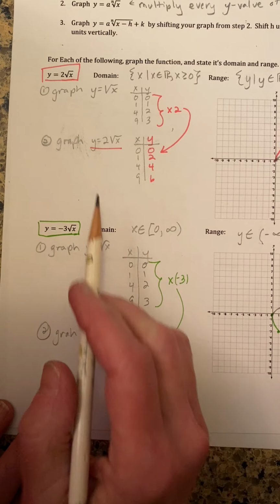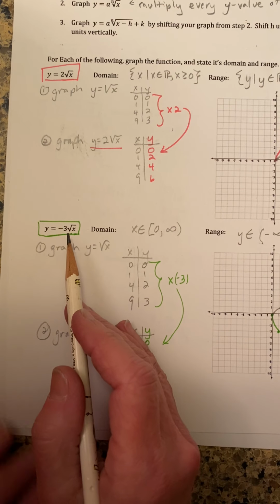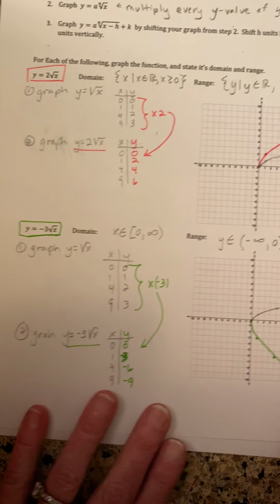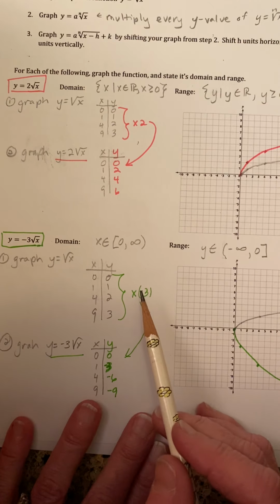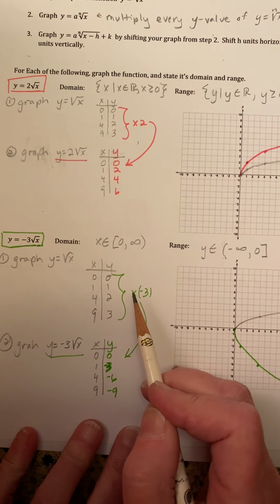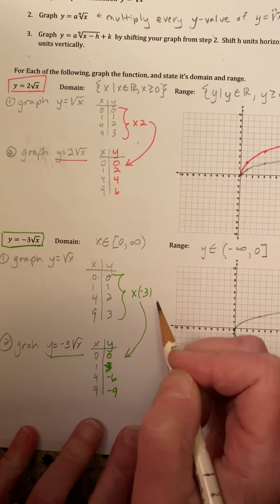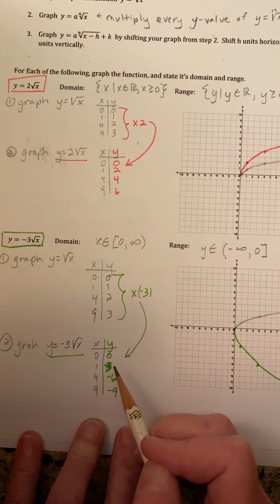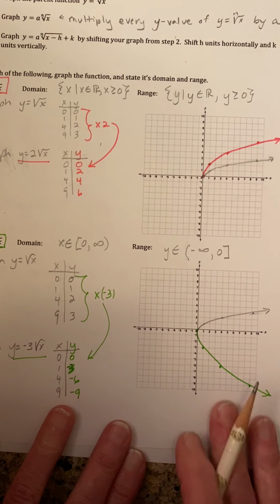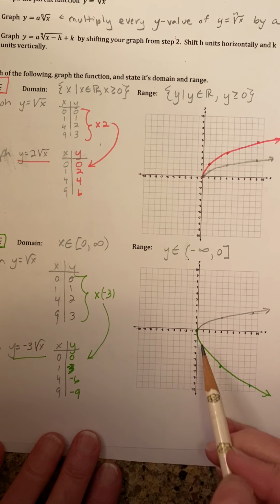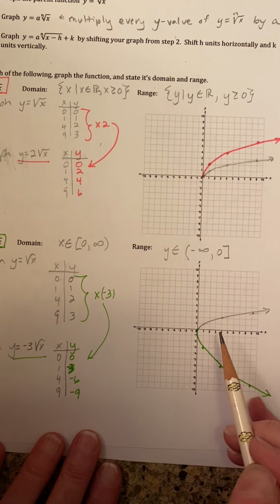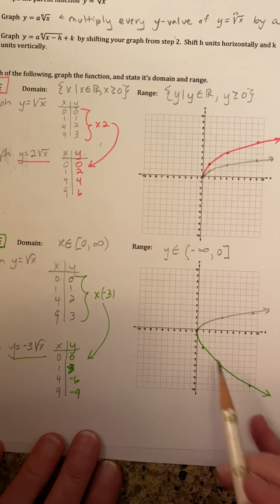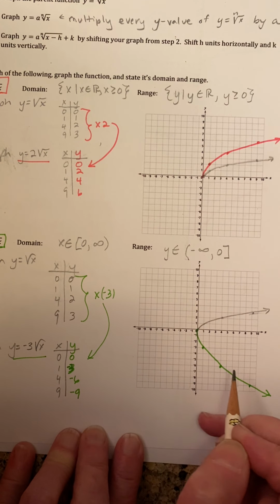Very similar, except instead of multiplying by 2, we are multiplying by -3 after taking the square root of x. So I've graphed the basic parent function in pencil. There it is. But this time I took these y values and multiplied, that's a times sign right there, not an x, by -3, and I got 0, -3, -6, -9. So these points, (0, 0), (1, -3), (4, -6), and (9, -9) are graphed. You can see my points, and then I very carefully connected them with a nice smooth curve.